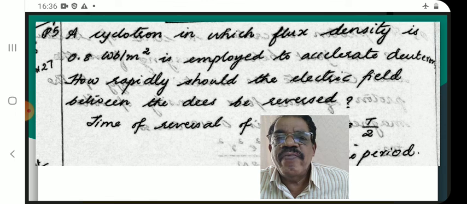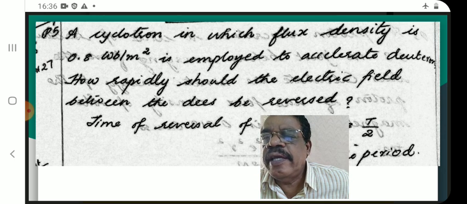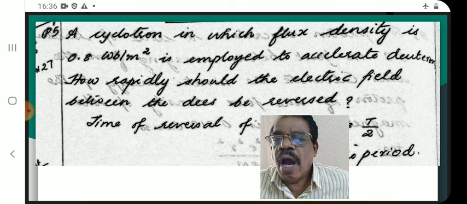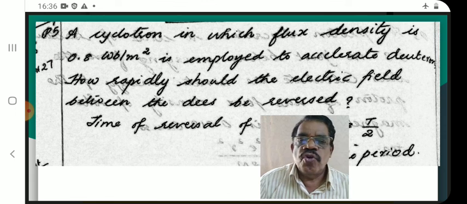A cyclotron in which flux density is 0.8 Weber per meter square is employed to accelerate a deuteron. How rapidly should the electric field between the D's be reversed?